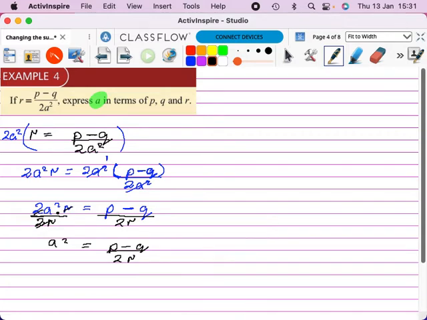And then you've got to remember, what is the opposite of squaring? Pause now and think about it. Welcome back. The opposite of squaring is square rooting. So therefore, a is equal to the square root of p minus q over 2r, and you will lose 3 marks. Oh no, why have I lost 3 marks?